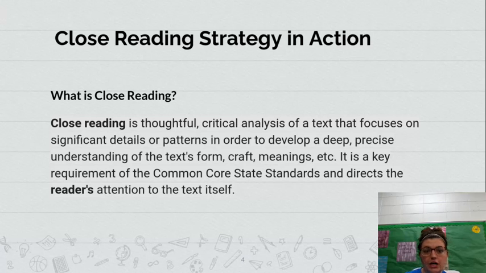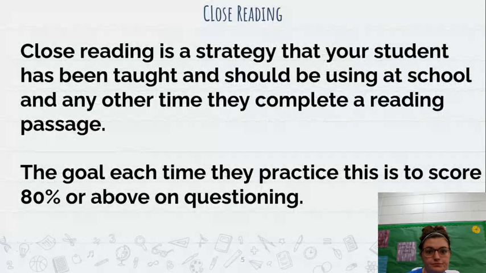We also are teaching our kids to talk about the gist and do a think aloud gist in their head. They can also write it down if they would like, but who is in the story? Who are the main characters? What's happening? And, why is that happening? Close reading is a strategy that your student has been taught and should be using at school and any other time that they are completing a reading passage. The goal each time they practice is to score 80% or above on questions.